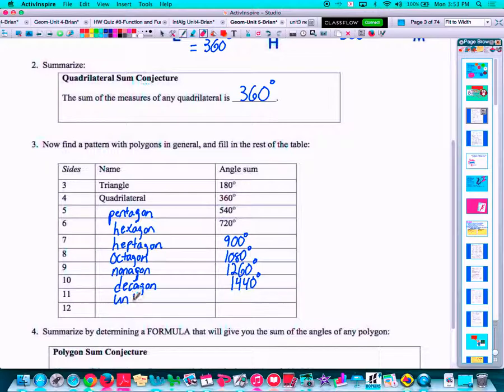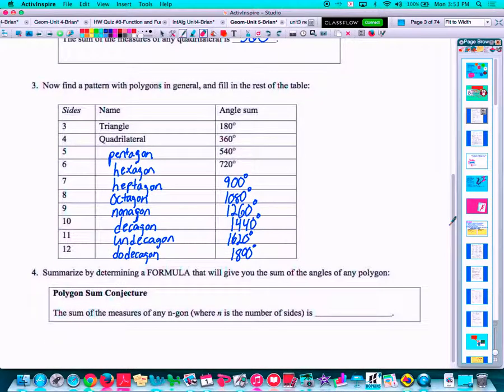Undecagon, 11 sides. Total angle sum, 1,620 degrees. Dodecagon, 12 sides. We get a total angle sum of 1,800 degrees. All right, so there is our angle sum table from a triangle up to a dodecagon, 3 sides up to 12 sides.